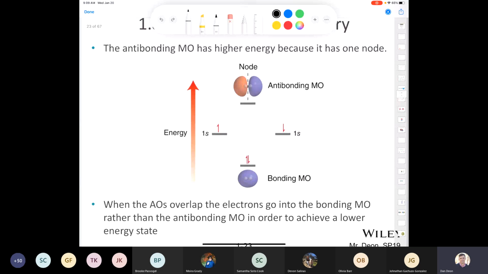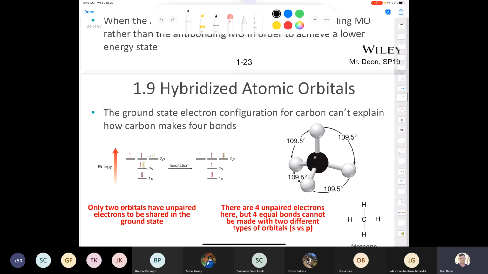The bonding molecular orbital has a lower energy state. It's more stable. That's where the electrons will reside.